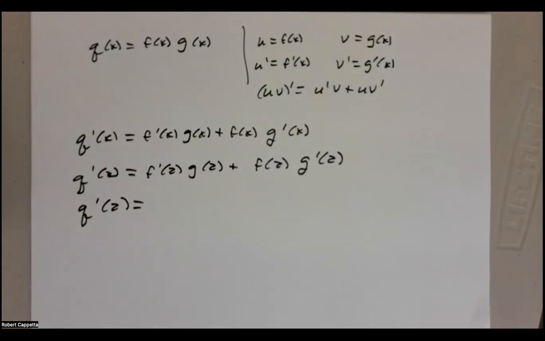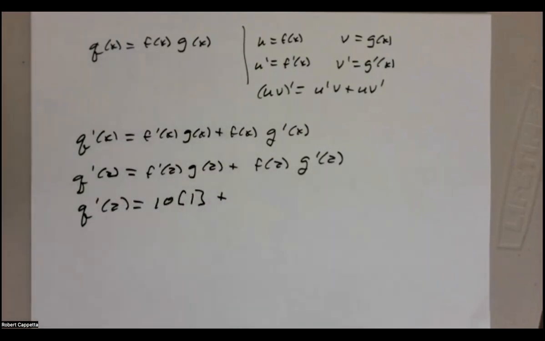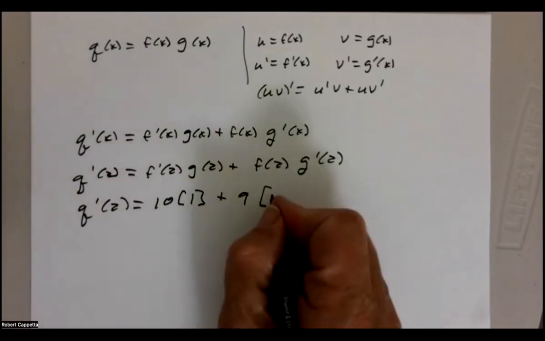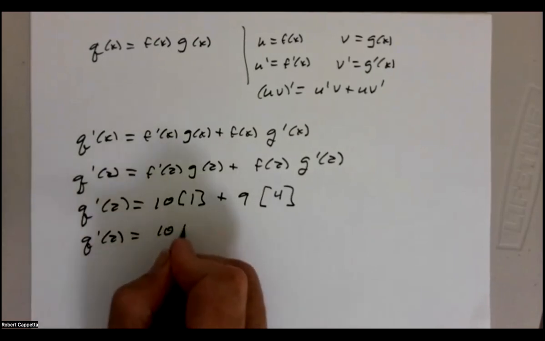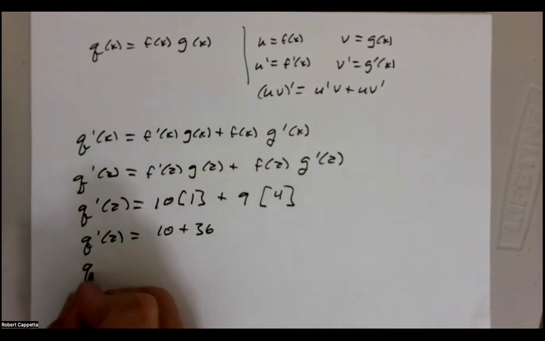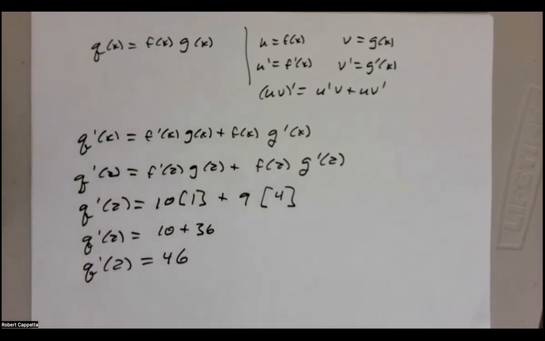What do we get? F prime of 2 is 10 again. We did that in the last one. Times g of 2. What is g of 2? It looks like g of 2 is 1. Plus f of 2. F of 2 looks like it's 9. Times g prime of 2. What is g prime of 2? G prime of 2 is 4. So I have q prime of 2 is 10 plus 9 times 4 is 36. Q prime of 2 is 46.